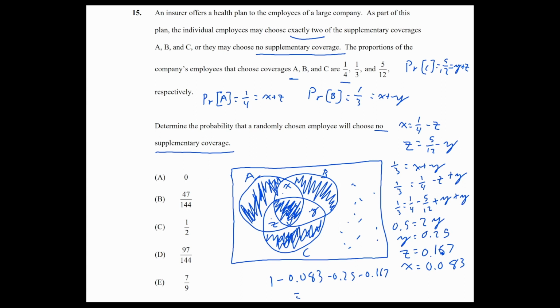And that's going to be 0.83 minus 0.25 minus 0.167. That's going to be 0.5. Okay, and so because we know that the probability of landing outside of the Venn diagram is 0.5, that means our answer choice is going to be number C.